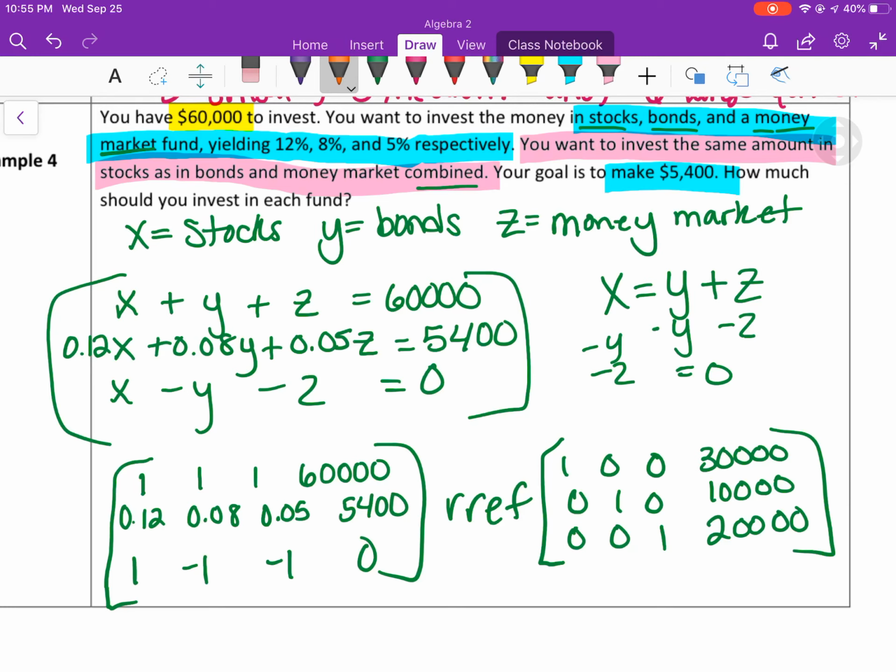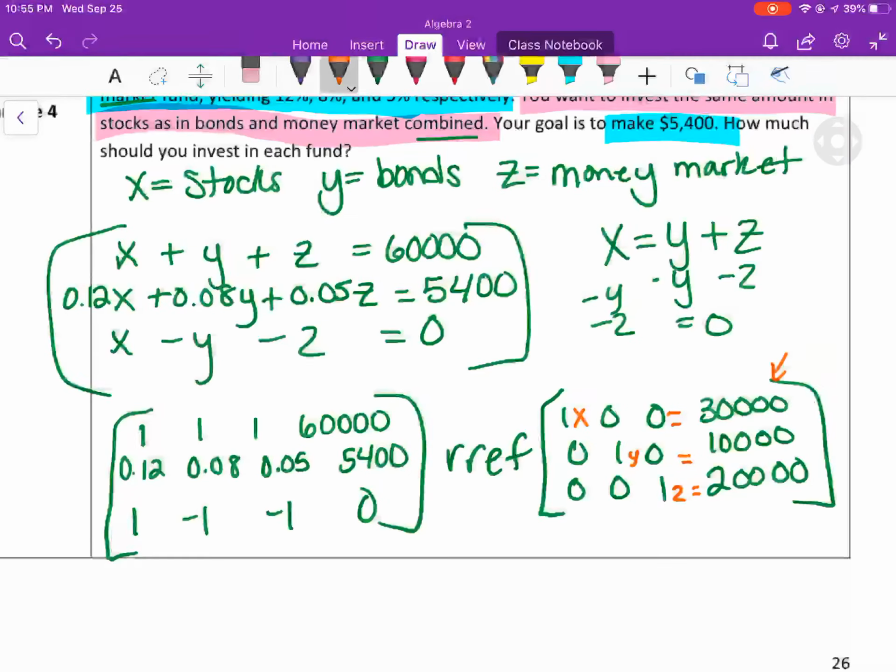So those seem to make sense. Plus they add up to 60,000. So make sure that you didn't type in something wrong. These numbers here should add up to 60,000 because that's how much money you had to invest. You shouldn't get any negative numbers there. That doesn't make sense. This is X, Y, and Z equals.